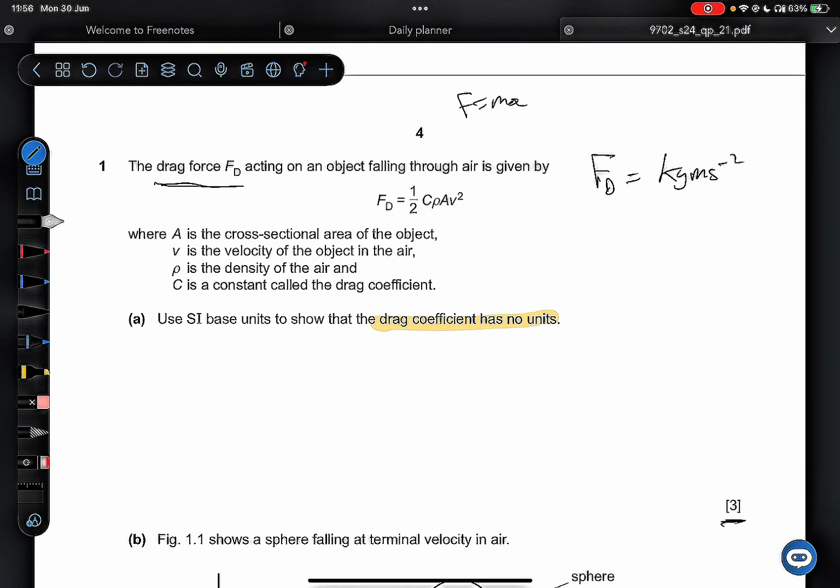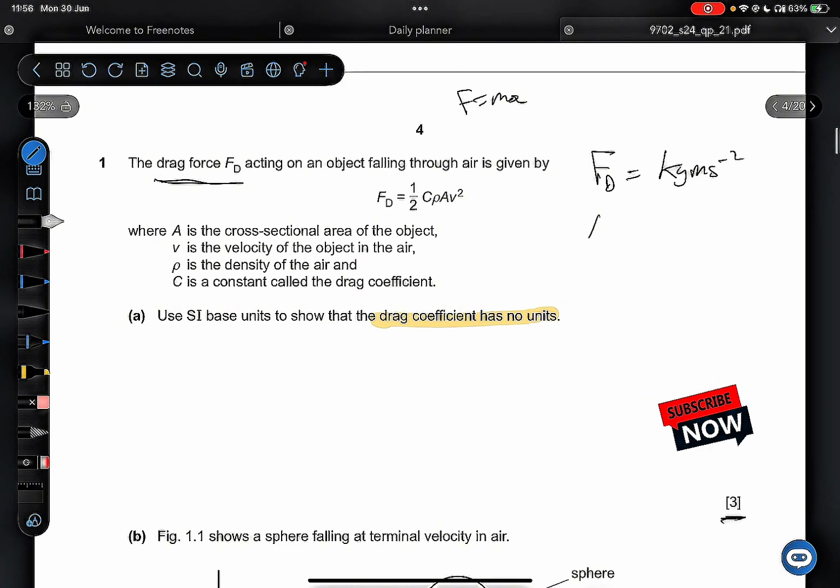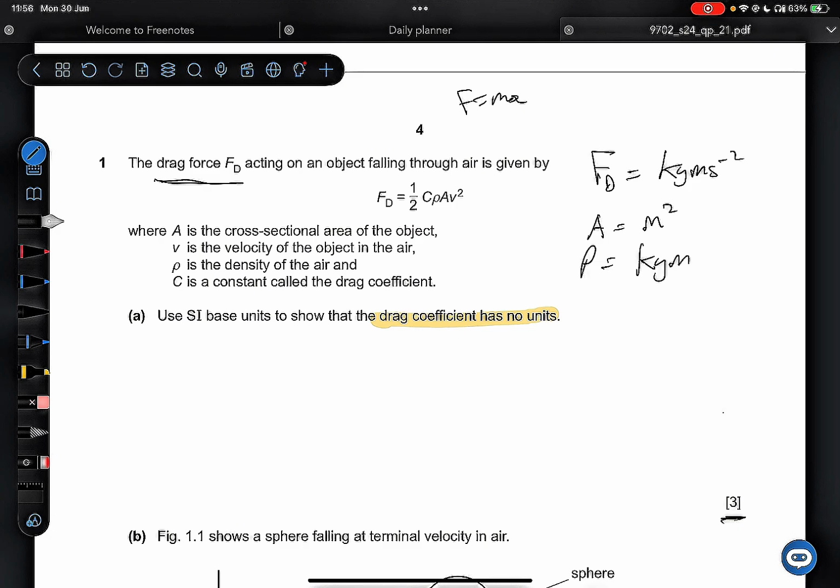Then subsequent marks are gotten from reading these parts of the question here. Now they said A is the cross-sectional area. Area, of course, is going to be meter squared. And it's good to keep everything in SI units, so meters, kilograms, seconds, and the likes. Now, rho is density. Density is mass over volume, so that's kg per meter cubed. And then C is drag coefficient. They also have velocity here as well, which is meter per second.